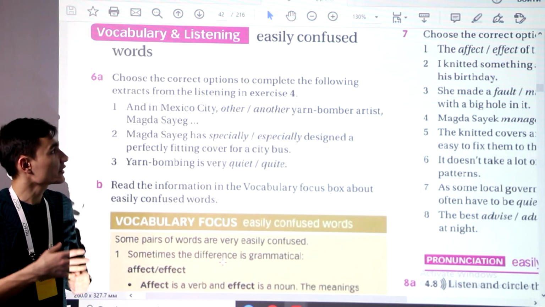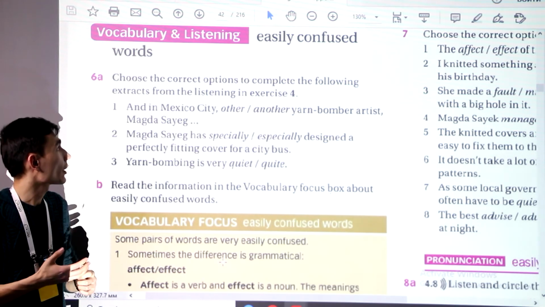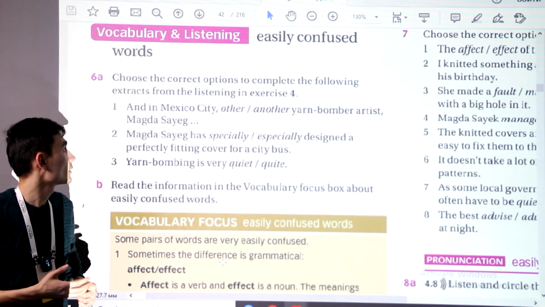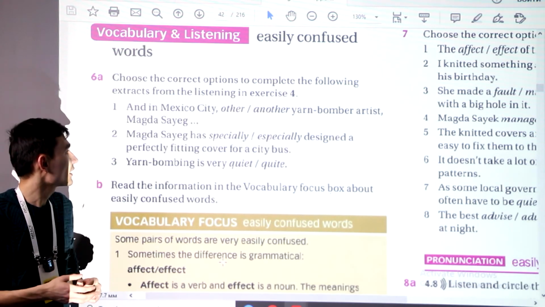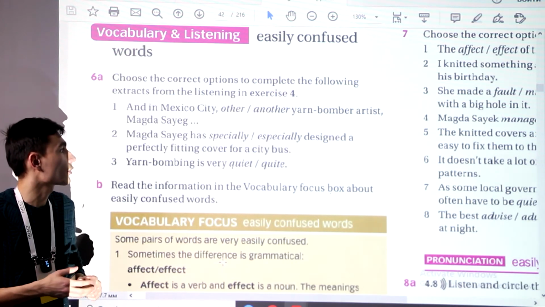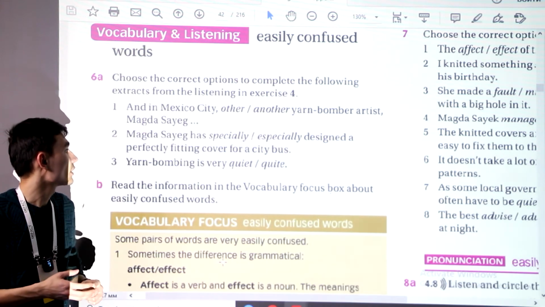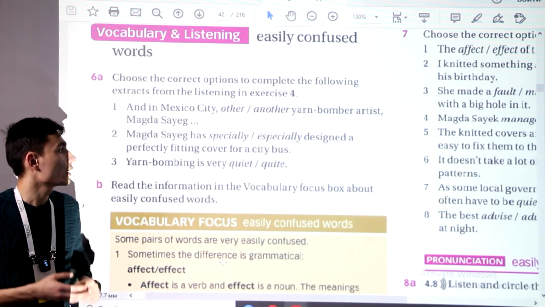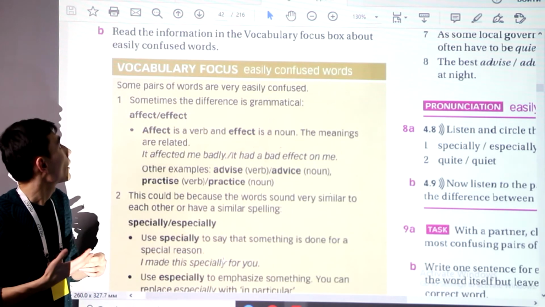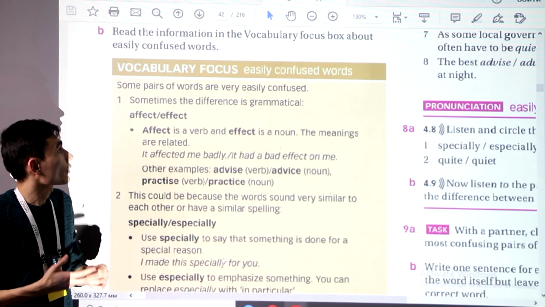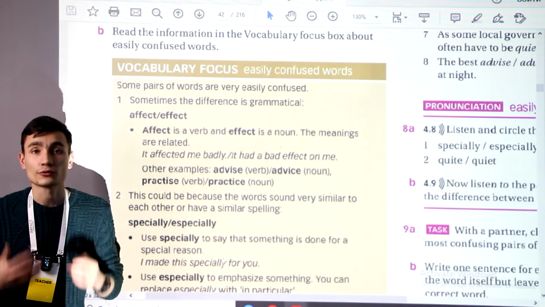1. And in Mexico City, another yarn bomber artist, Magda Sayek. 2. Magda Sayek has specially designed a perfectly fitting cover for a city bus. 3. Yarn bombing is very quiet. Exercise 6b. Read the information in the vocabulary focus box about easily confused words.